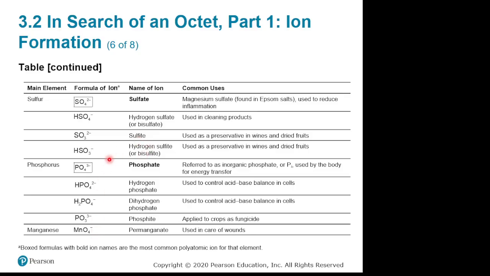Notice there's phosphate. These phosphate groups are joined up into a chain. That makes your ATP, triphosphate, your ADP, diphosphate. That also makes your phosphate backbone for your DNA.